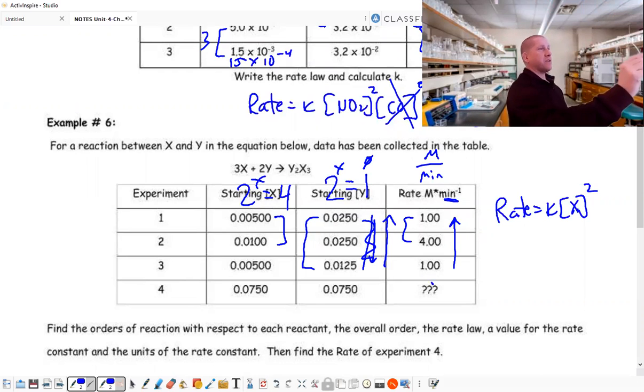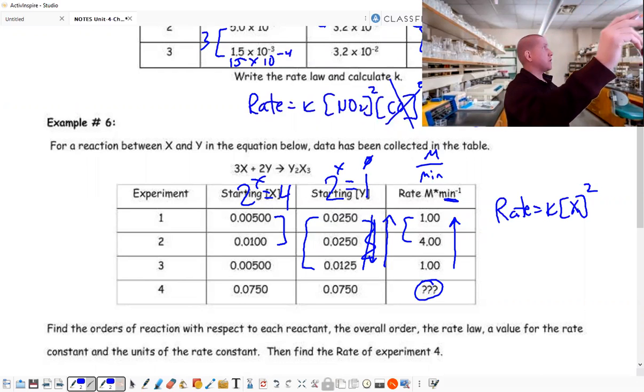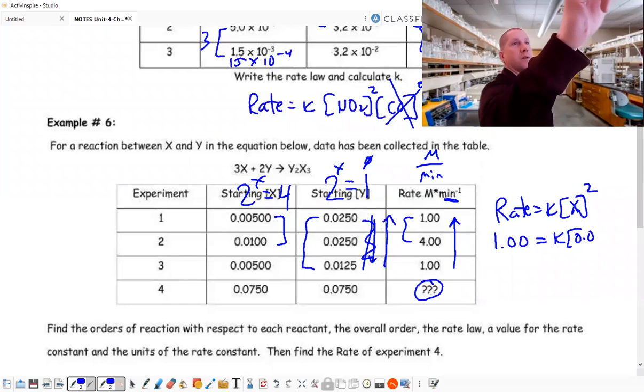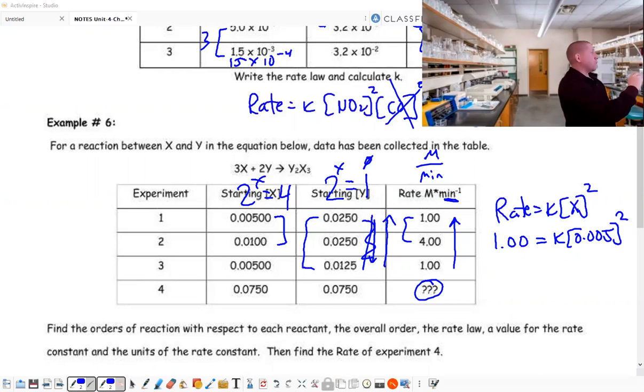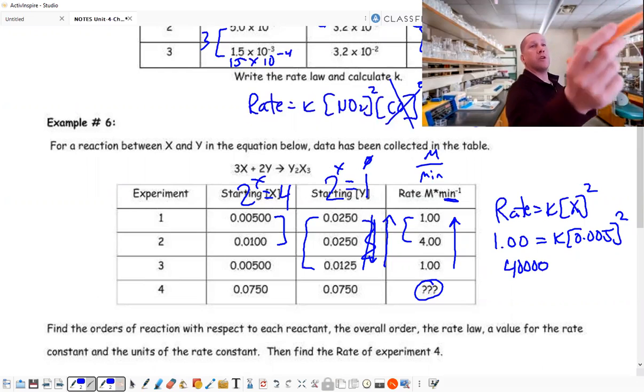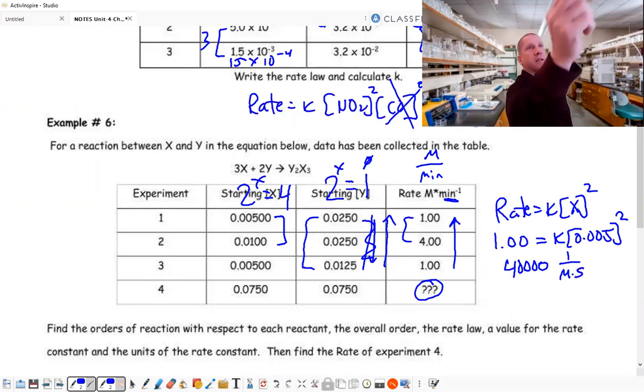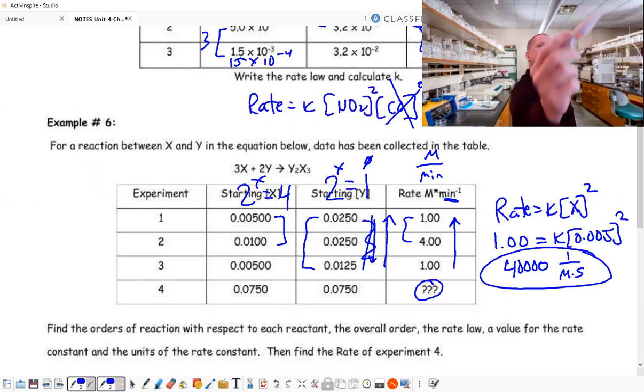Now, this time, we do have to calculate K because we need to know what the rate is in the fourth one. So just pick one. I'm just going to pick the first one, times 0.05 squared. 1 divided by 0.005 squared. And we get 40,000. Units: 1 over molarity minutes, right? Second order, so you end up with 1 molarity on the bottom.